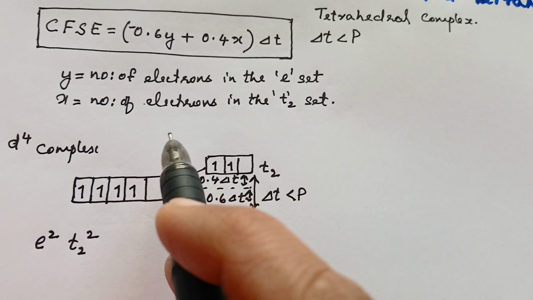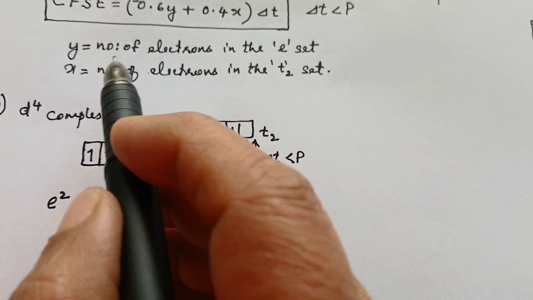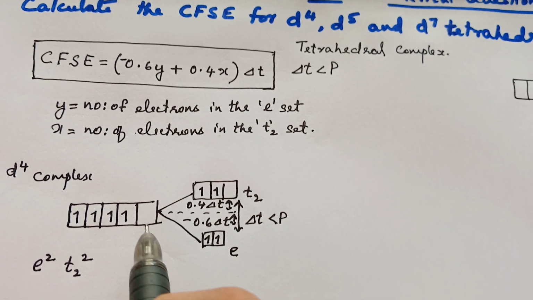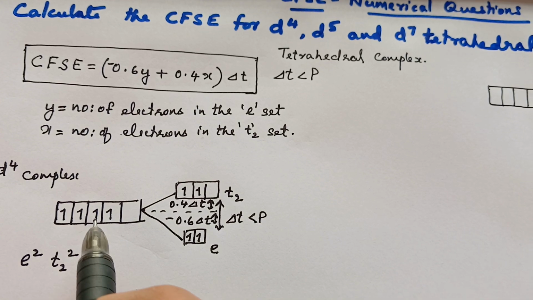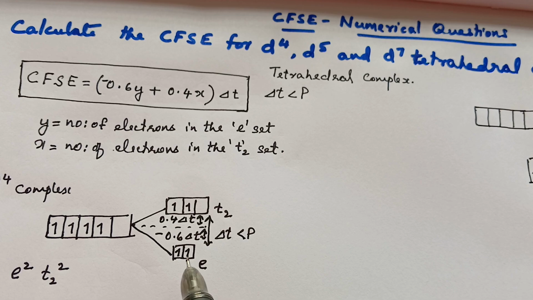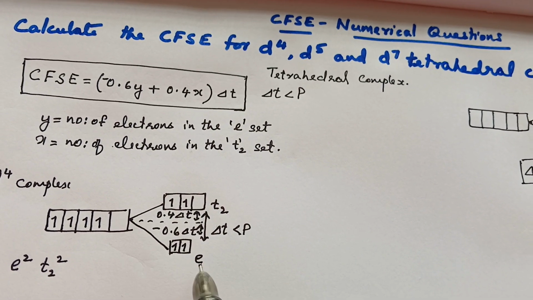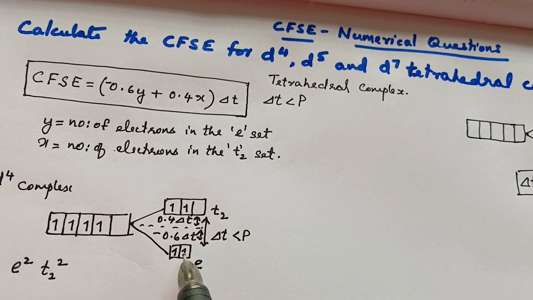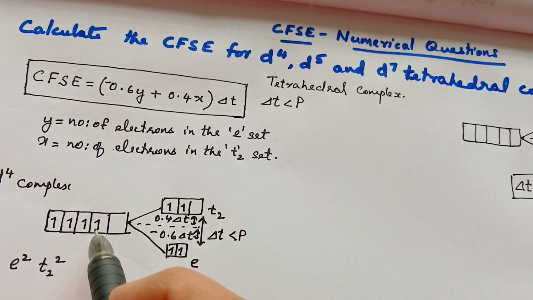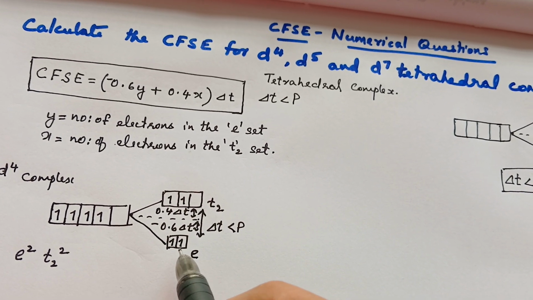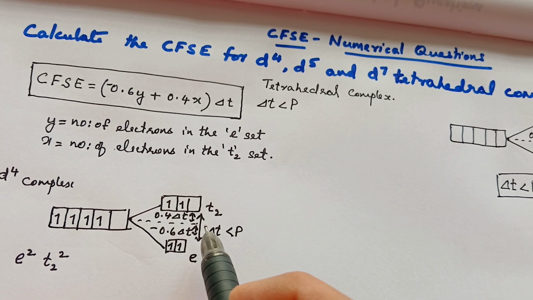So let us see how to do a D4 complex. Let us write the configuration. Let us first draw the diagram, that is 1, 2, 3, 4, 4 electrons in that degenerate orbital. Then they are splitting into two sets, the E set and the T2 set. In the E set, there are 1, 2 electrons. And the other 2 electrons will go to the T2 set, 1, 2. So 2 electrons each in the E set and the T2 set.